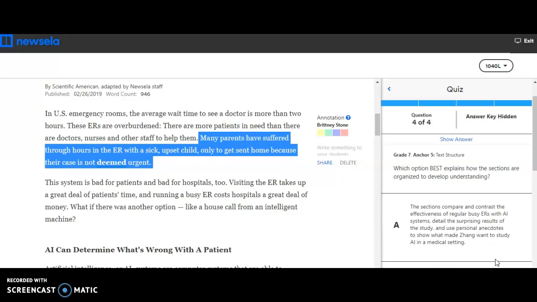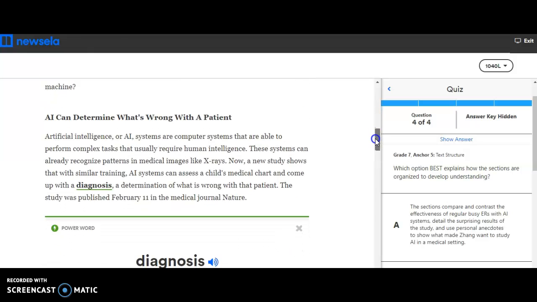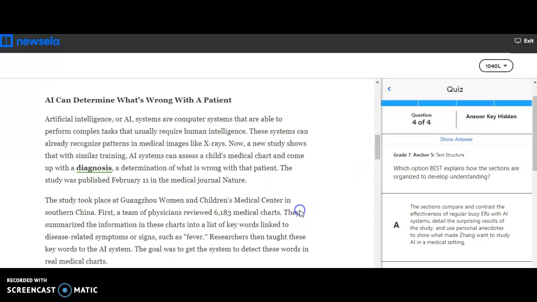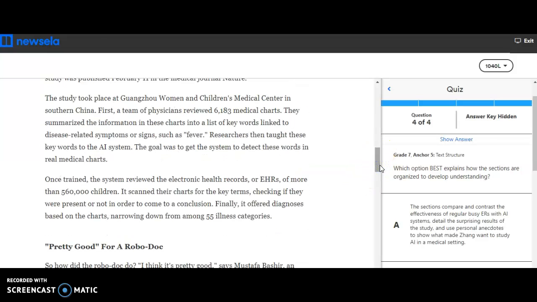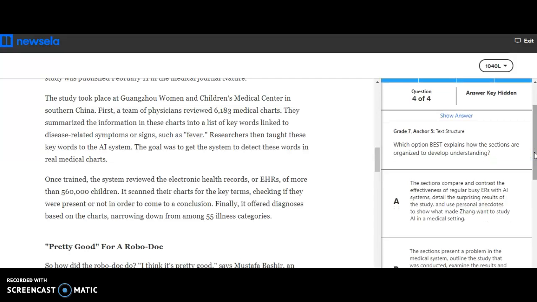And question number 4, which quote best explains how the sections are organized to develop understanding? What does each section do? Think about text structure here. Is it chronological? Is it description? Cause and effect? Compare, contrast? What is it? And that's it for this section. Bye, guys.